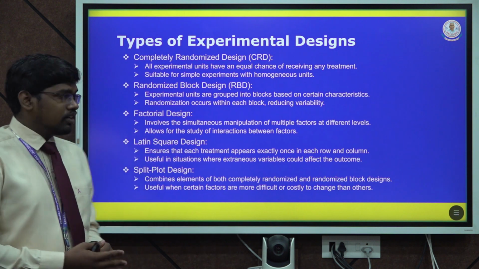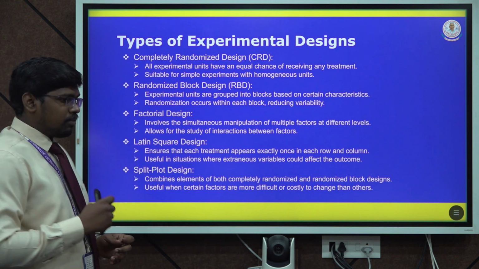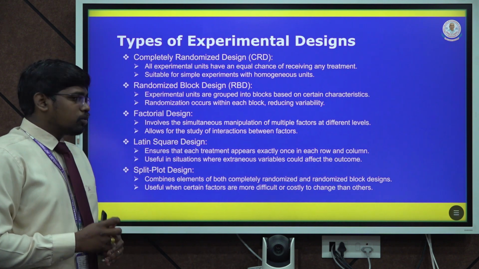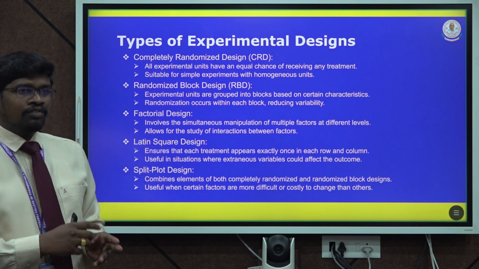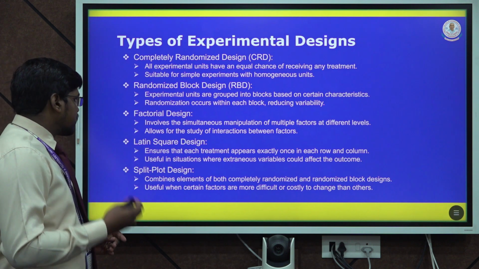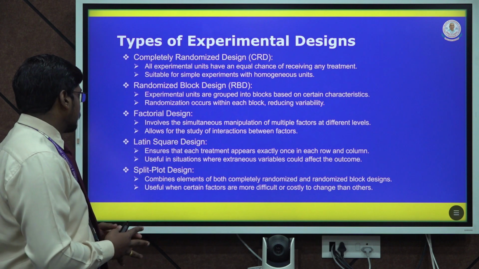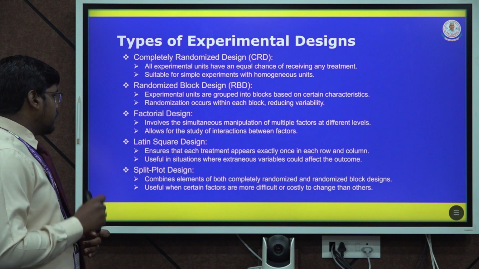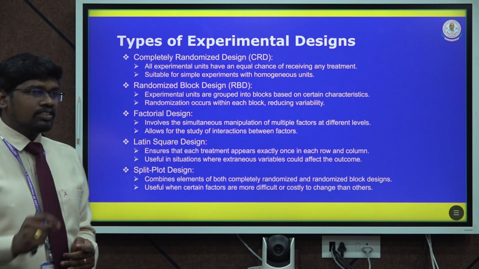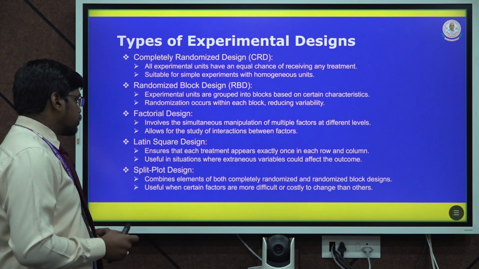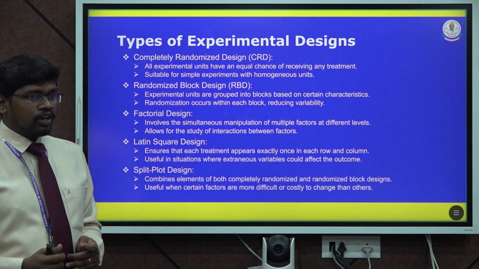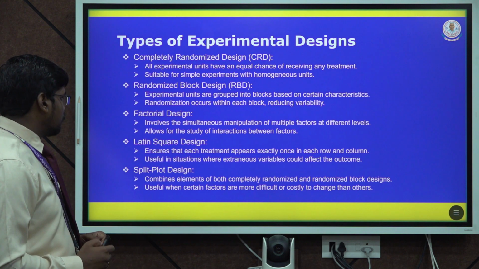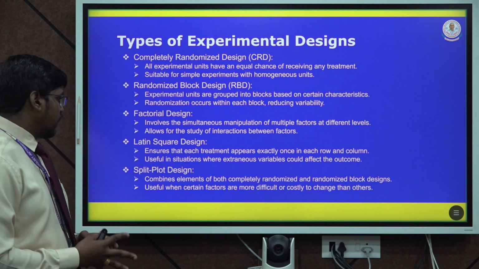Next one is factorial design. Here this involves the simultaneous manipulation of multiple factors at different levels. So when using factorial designs, we can study the interaction between different factors. Fourth one is Latin square design. It ensures each treatment appears exactly once in each column. So this is useful in the situation where extraneous variables could affect the outcome. Last one is split plot design. It combines the elements of both completely randomized and randomized block designs.